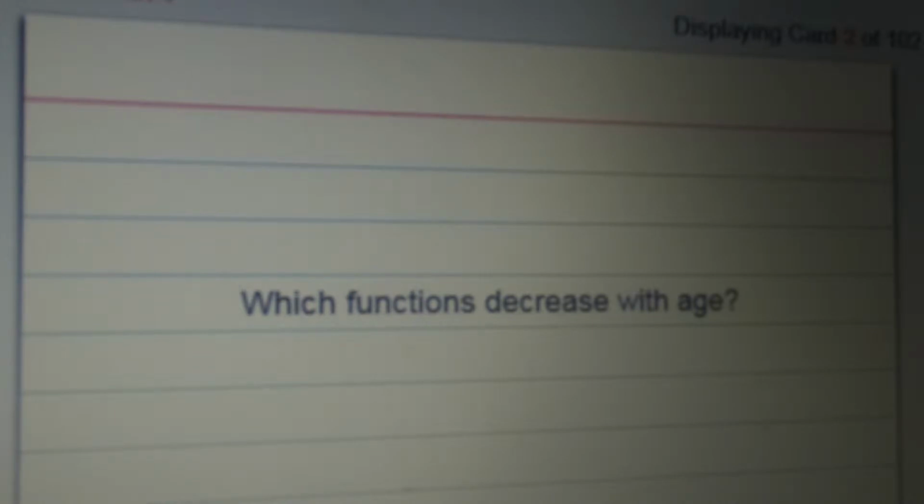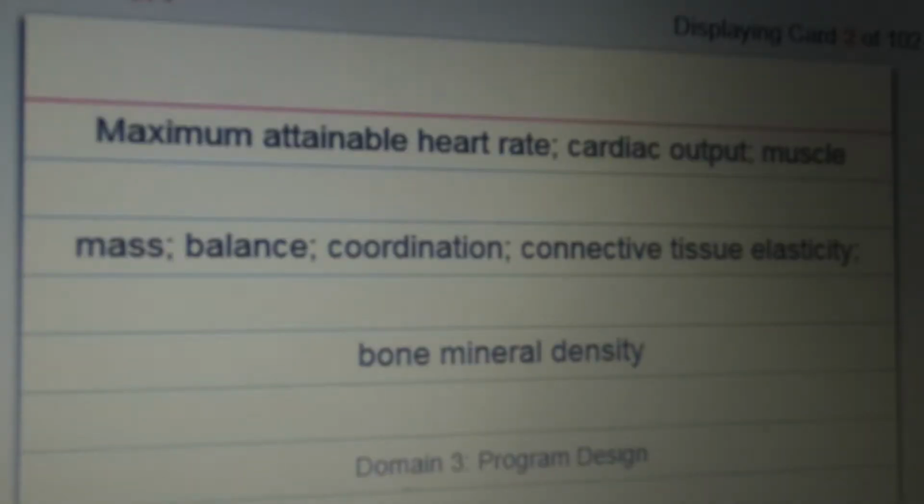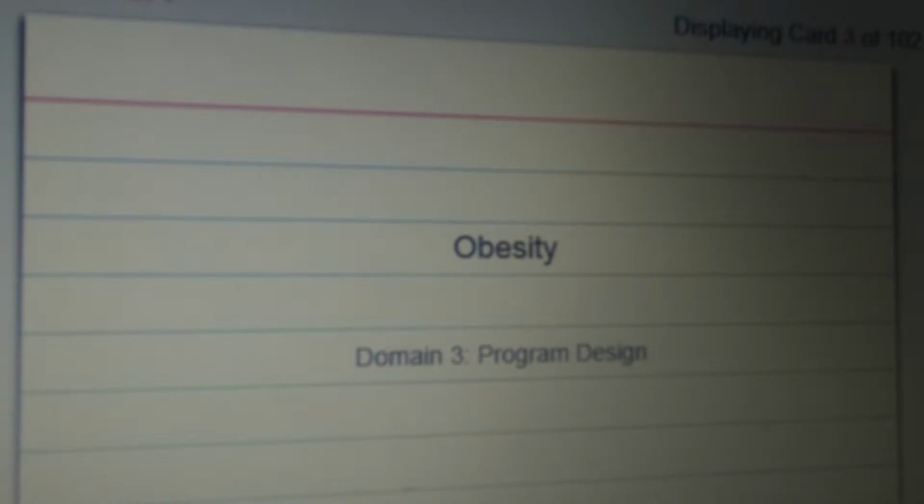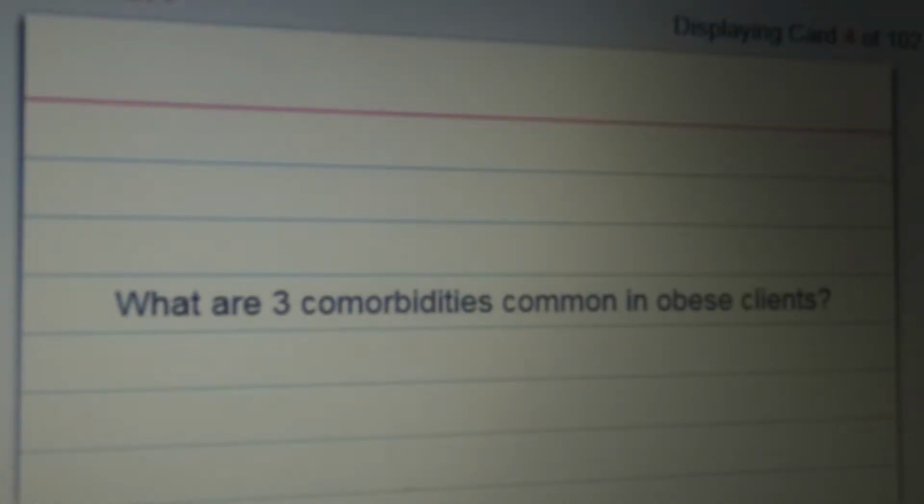Which functions decrease with age? Maximal attainable heart rate, cardiac output, muscle mass, balance, coordination, connective tissue elasticity, bone mineral density. The condition of subcutaneous fat exceeding the amount of lean body mass. Obesity. What are 3 comorbidities common in obese clients?